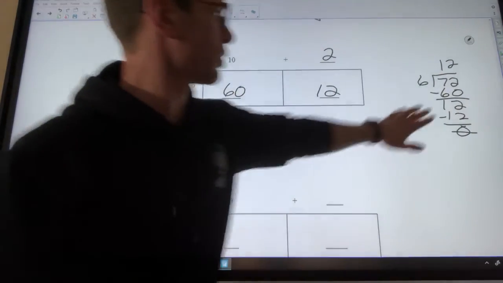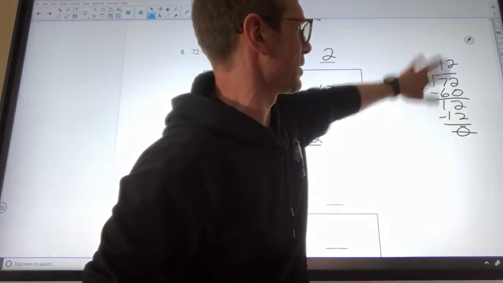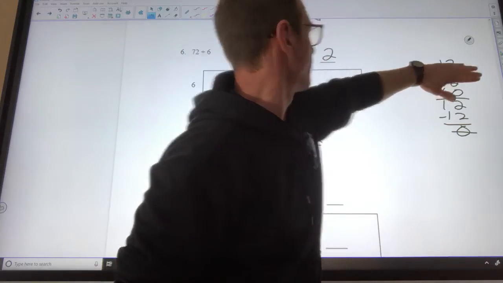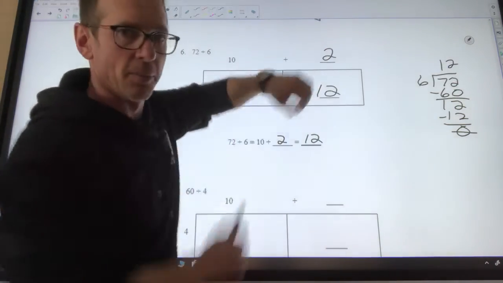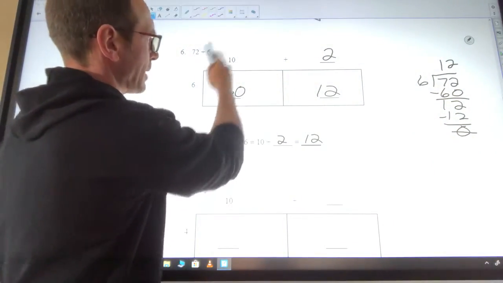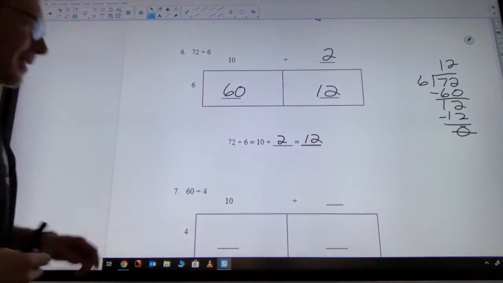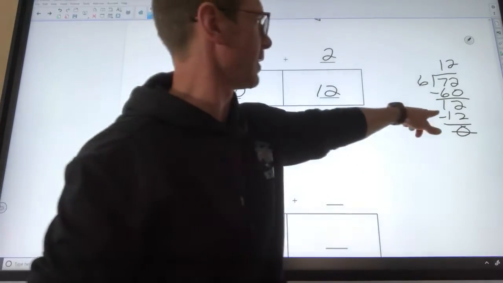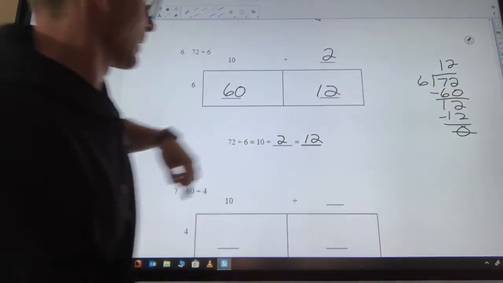By the way, the fact that this 12 down here is the same as the 12 up here is just a coincidence. This number above, that's the number that matters for your multiplication. 12 times 6 is 72, or 72 divided by 6 is 12. So don't let it confuse you that there's a 12 under here. This is the one that matters.